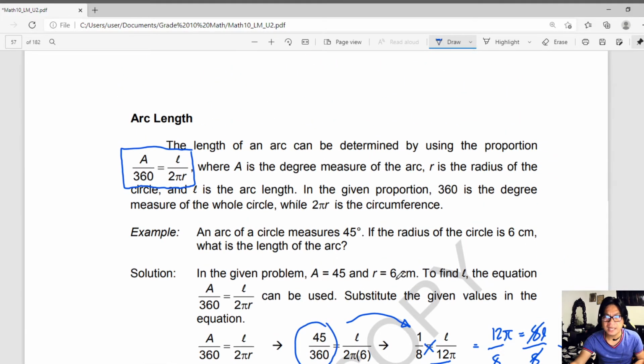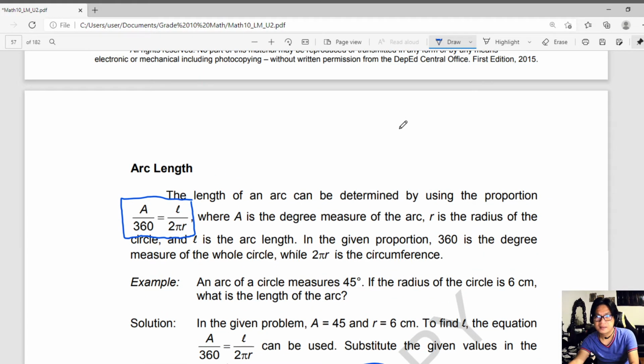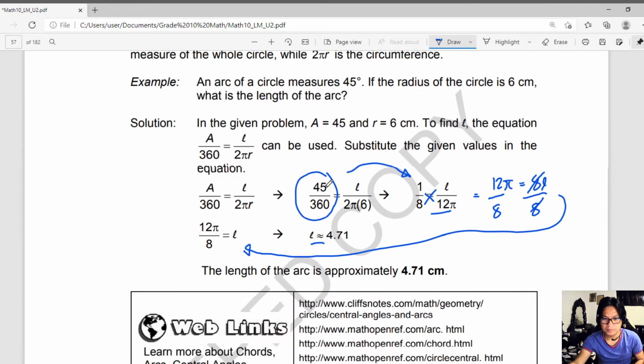So, when we say arc length, you are going to measure the length of the arc. Say we have a can: when we stretch the circumference of the can, that is called the arc length, when we take its length. So the length of the arc is approximately 4.71 centimeters.